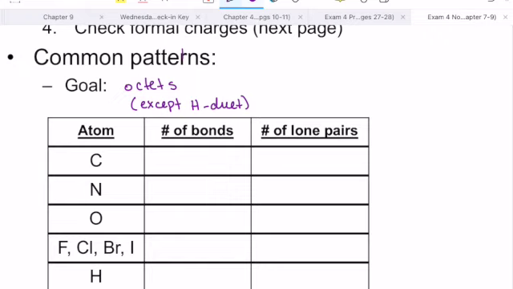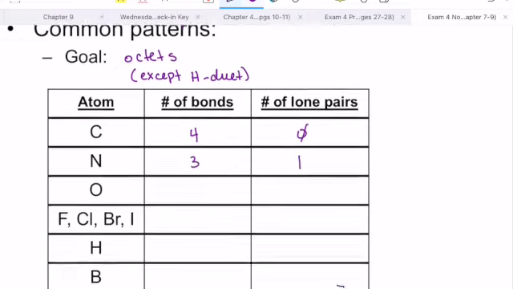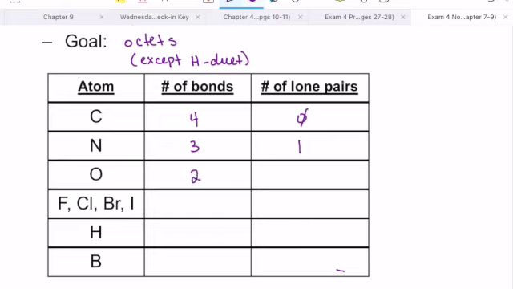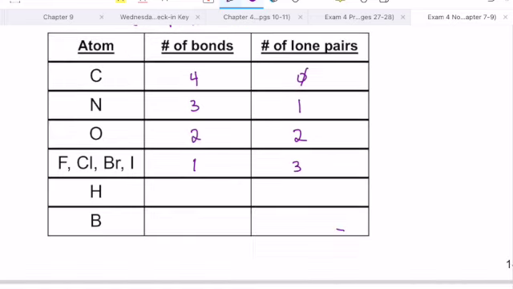And we said that carbon is always going to make 4 bonds and have no lone pairs. Nitrogen has 3 bonds and 1 lone pair. Oxygen has 2 bonds and 2 lone pairs. The halogens make 1 bond and have 3 lone pairs. Hydrogen, 1 bond, no lone pairs, and boron is a weirdo, and it does not follow the octet rule.